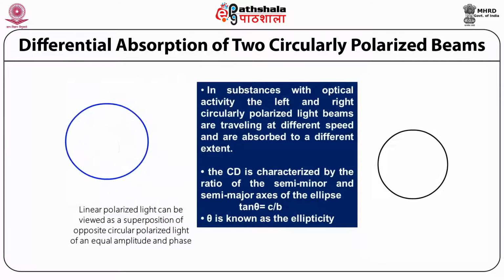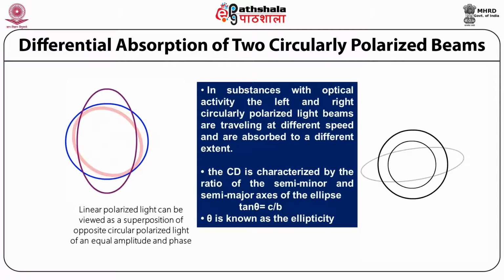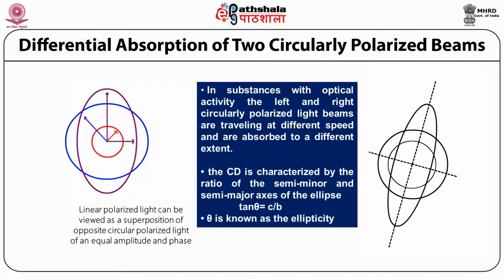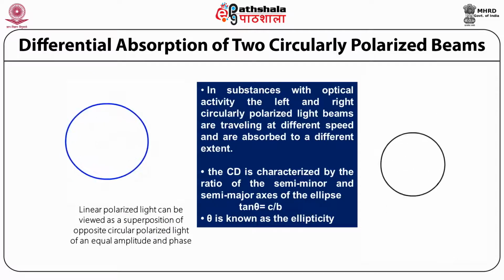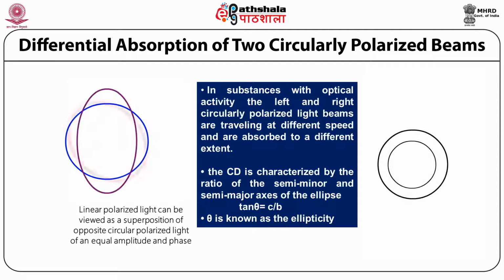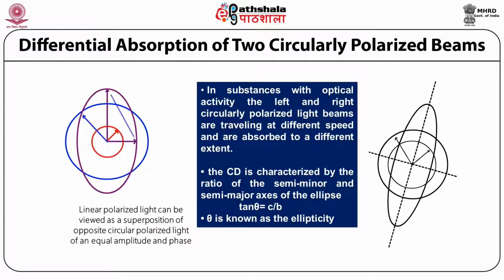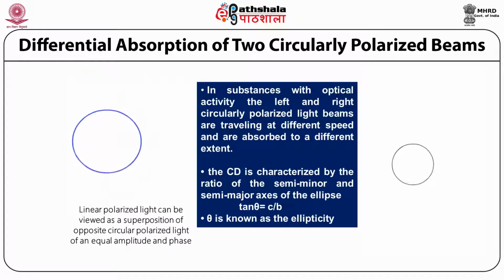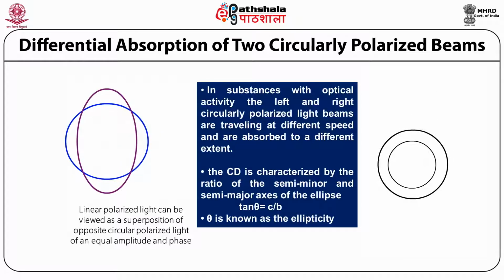We discuss the differential absorption of two circularly polarized beams. You can see here that when both E left and E right are equal in magnitude, it gives rise to linearly polarized light, which can be viewed as a superimposition of opposite circularly polarized light with equal amplitude and phase. In substances with optical activity, the left and right circularly polarized light beams travel at different speeds and are absorbed to a different extent.